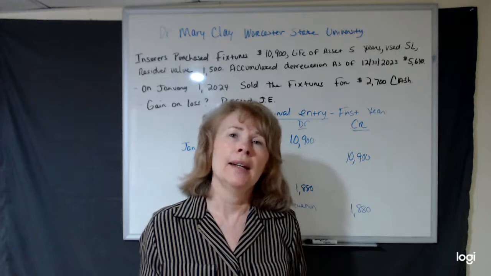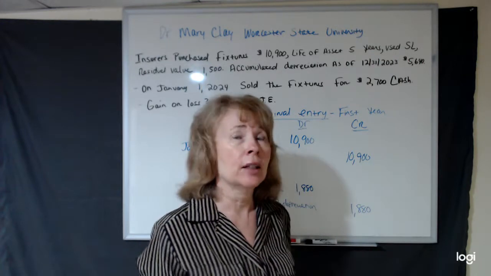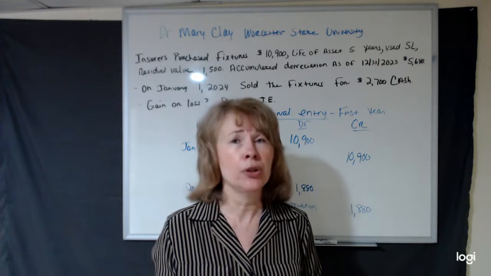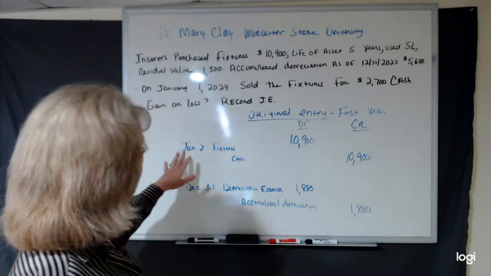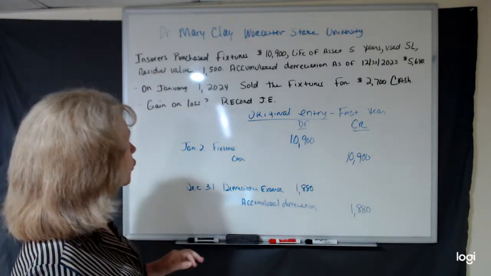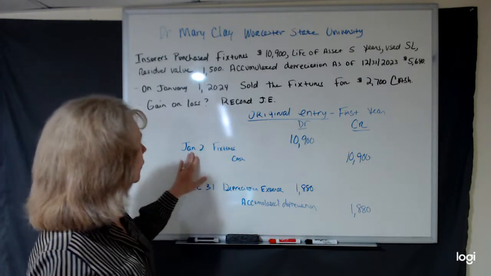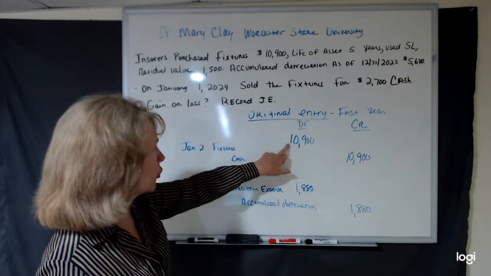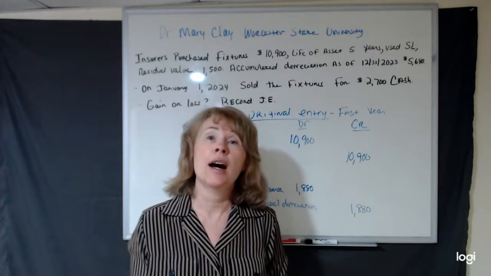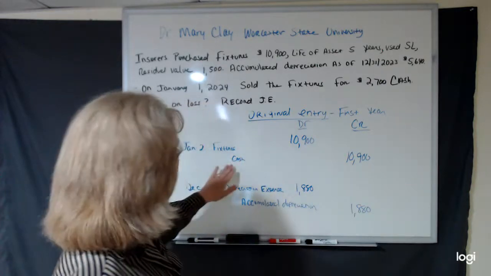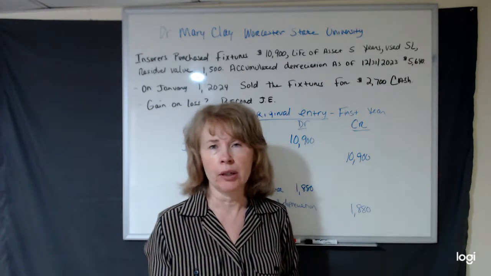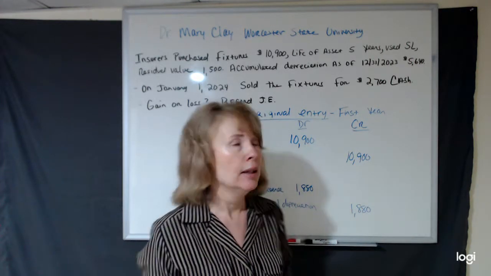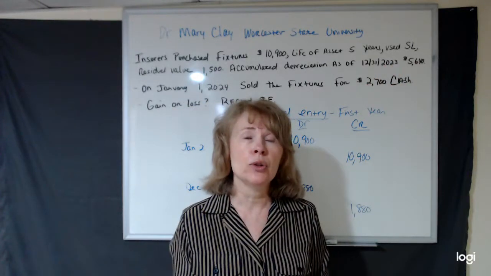Before we begin, I thought it would help you understand the concept better to show you the original journal entry. You will not have to do this in the lab. The original journal entry: Insurers purchased fixtures on January 2nd, 2021 for $10,900. You debit fixtures, which is an asset. It's a fixed asset. And then you credit cash, $10,900. All fixed assets, except for land, have to be depreciated.